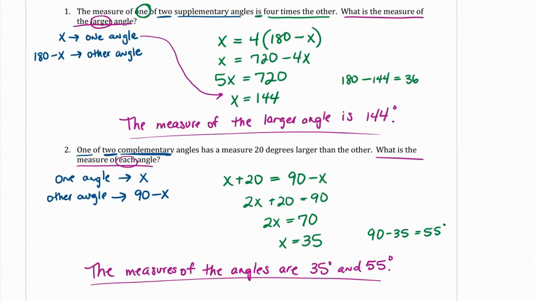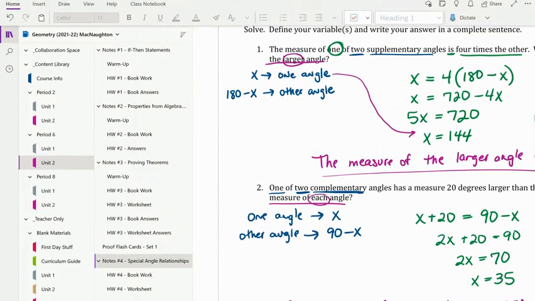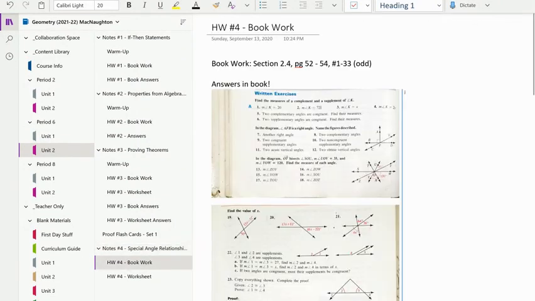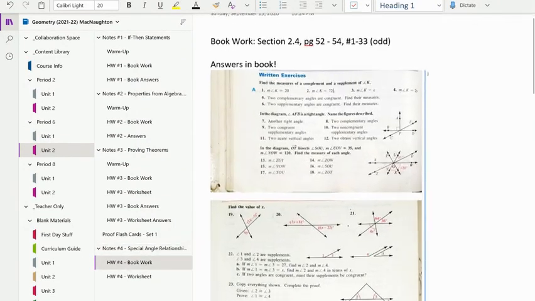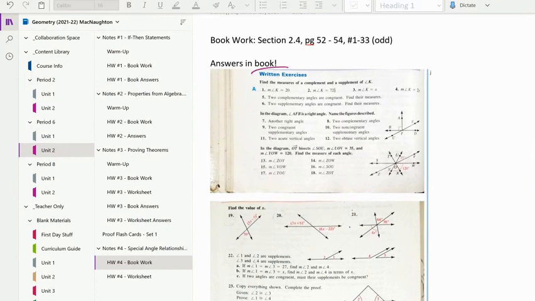You've got two parts to homework 4. One is the book section, and I'll pull it up here so we can see it. So it is pages 52 to 54. Make sure you go to the written exercises. Don't do the classroom exercises. And it's just 1 through 33, and you're only doing the odds this time, okay?